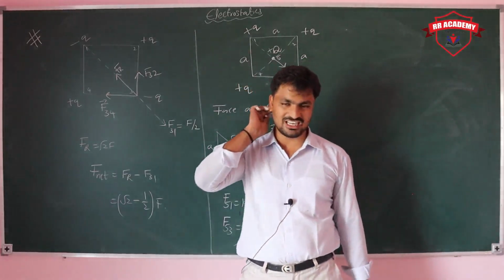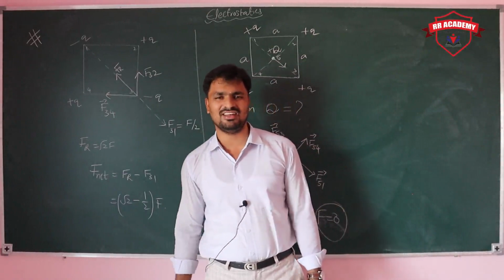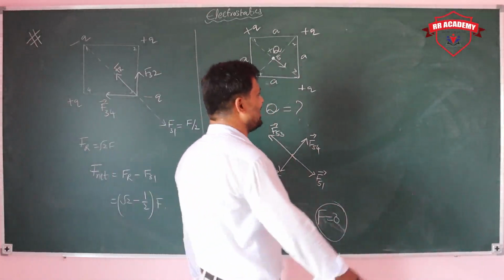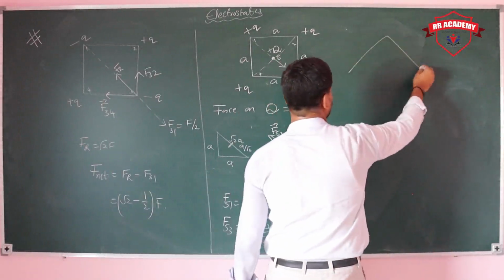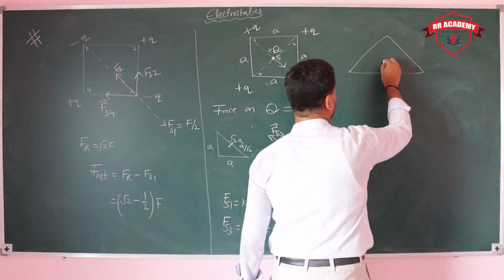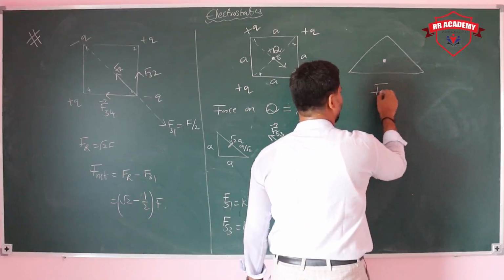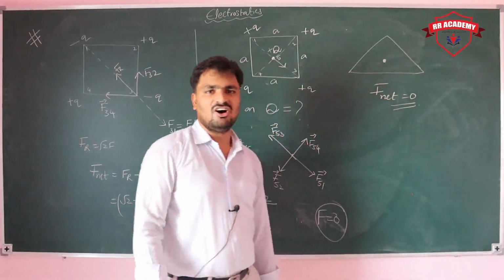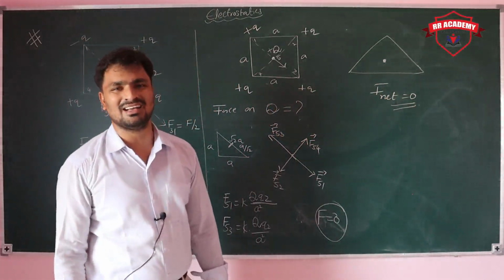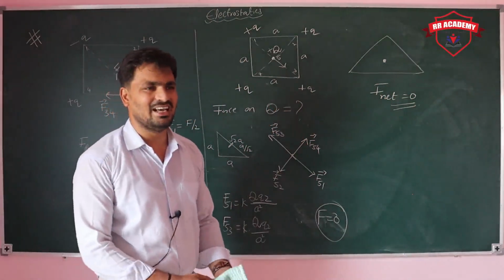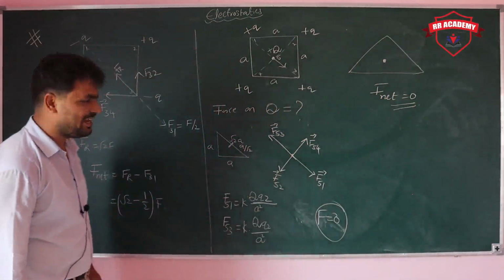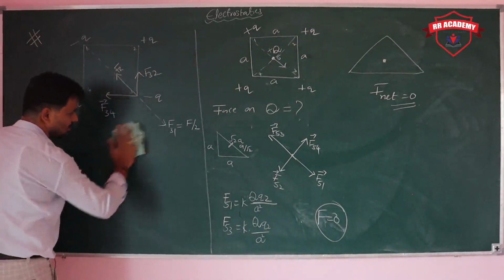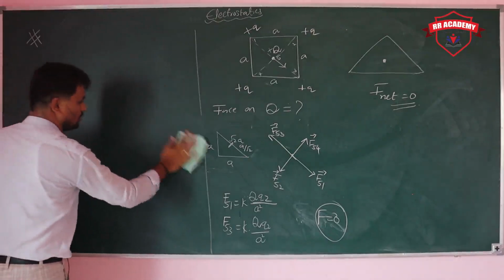If 4 charged particles are placed, with one at the center, then the net force acting on it should be 0. In case we take 3 charges placed at the 3 corners of an equilateral triangle, what about the net force on that? That also becomes 0, because all are acting from the same axis and the same distance. Let's see one more example on the force.